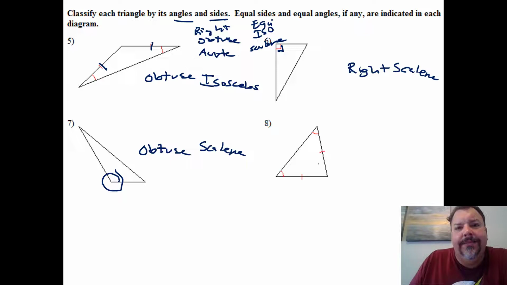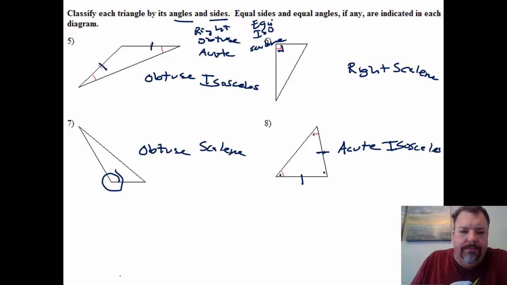For number 8, I don't see a right angle. This angle is acute, this angle is acute, this angle is acute, so it must be an acute triangle. Then I look at the sides. This side and this side are the same. It's got 2 equal sides, so that makes it an acute isosceles triangle.